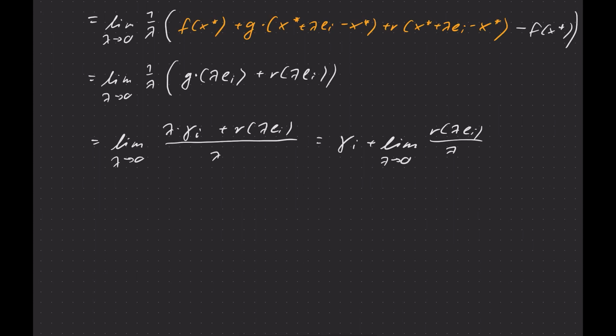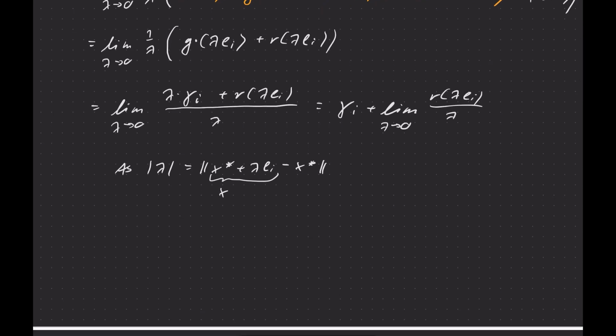Okay, so what about this limit here? Well, as we know, the absolute value of lambda is the same as the norm of x star plus lambda ei minus x star. And remember this first expression here, that was x, so that's the norm of x minus x star. So in fact what we have here is this limit, r lambda ei over the absolute value of lambda, as lambda tends to 0.